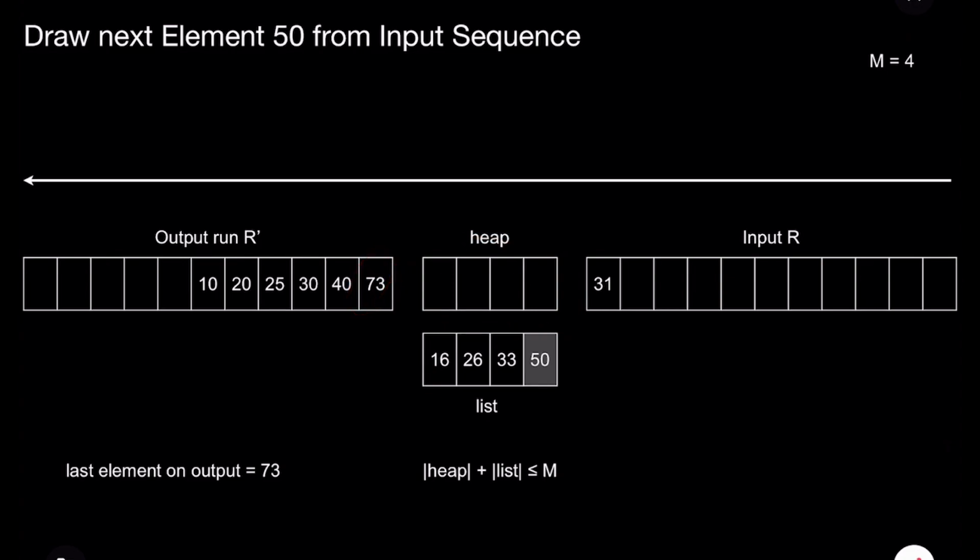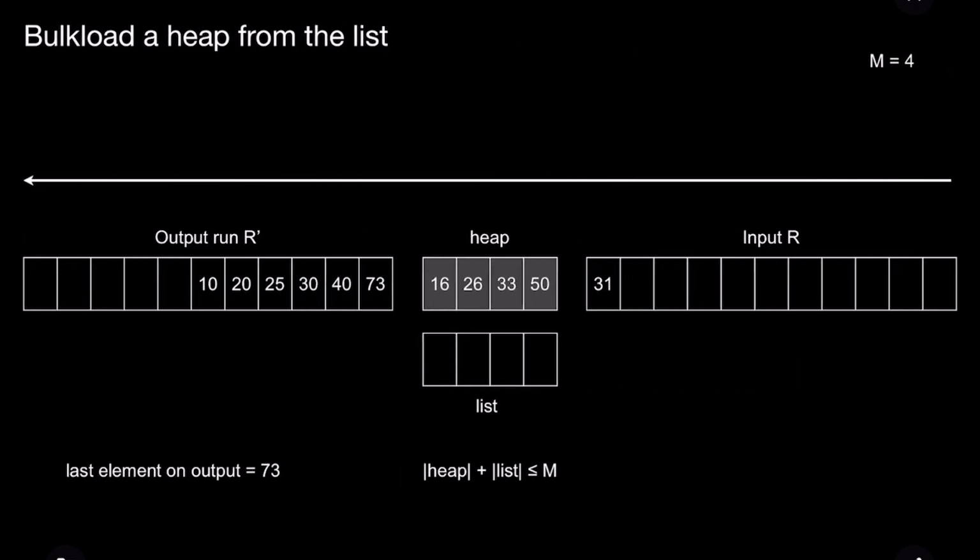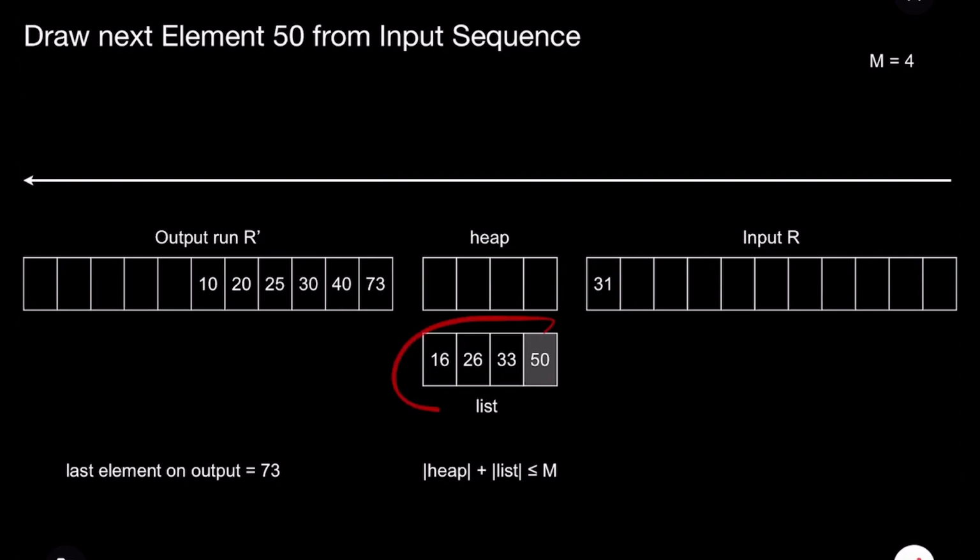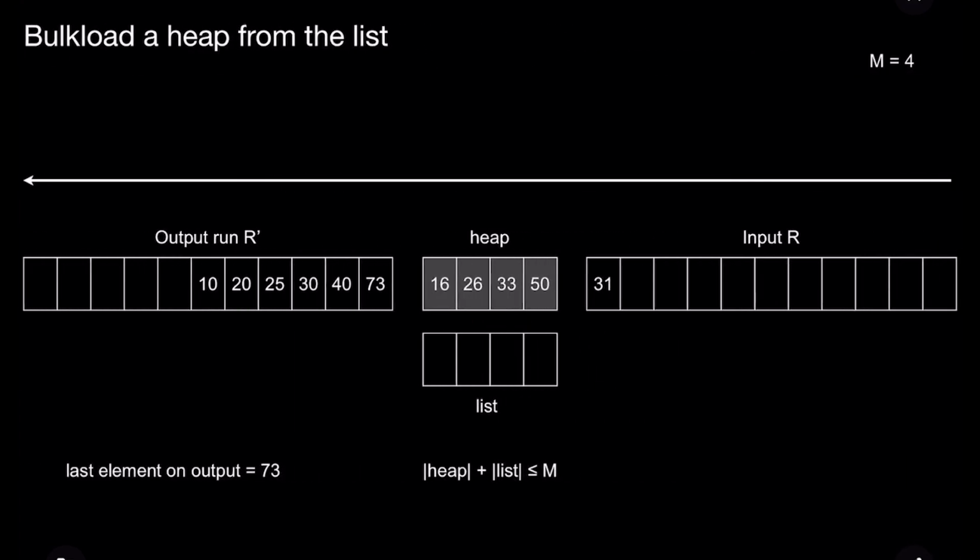You created one run, and now you would have to continue by starting a new run. You can't continue with this existing run. So what you do is you copy all the elements that lived on the list before. Those are the 16, 26, 33, and 50, now moved to the heap. In a real implementation, it's the same array anyway. You don't move anything. You just say now my heap contains 4 elements. You create the heap property, shown here as a sorted order. You start from scratch with a new run.